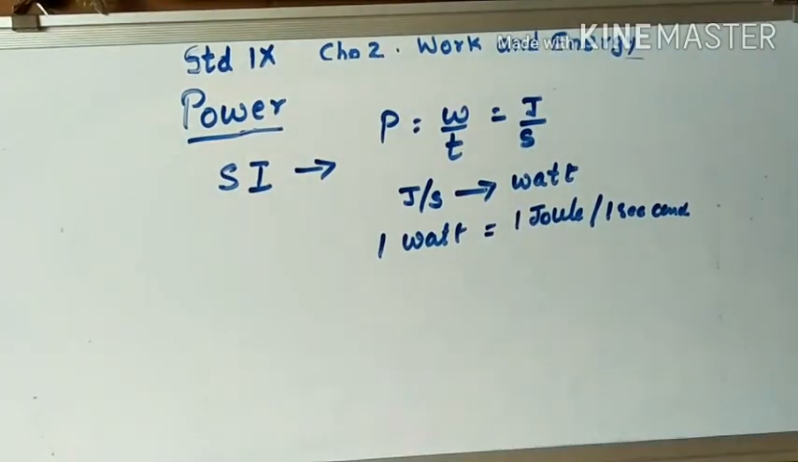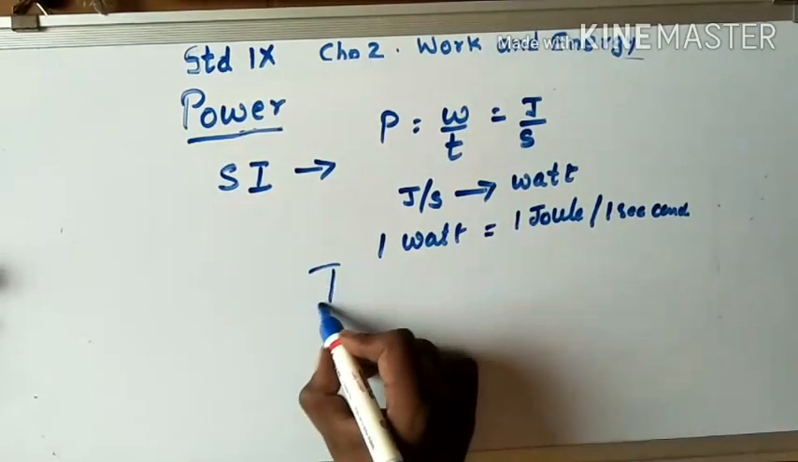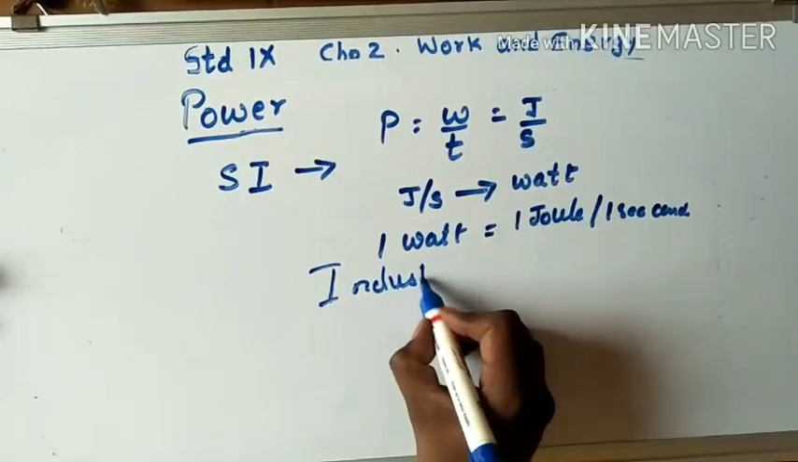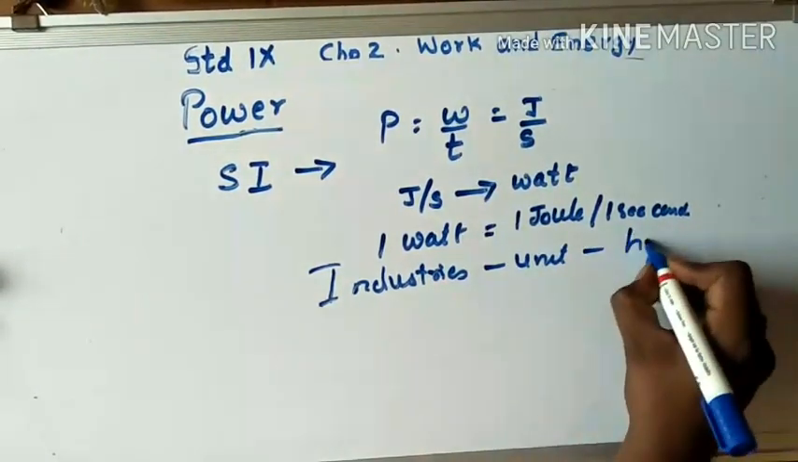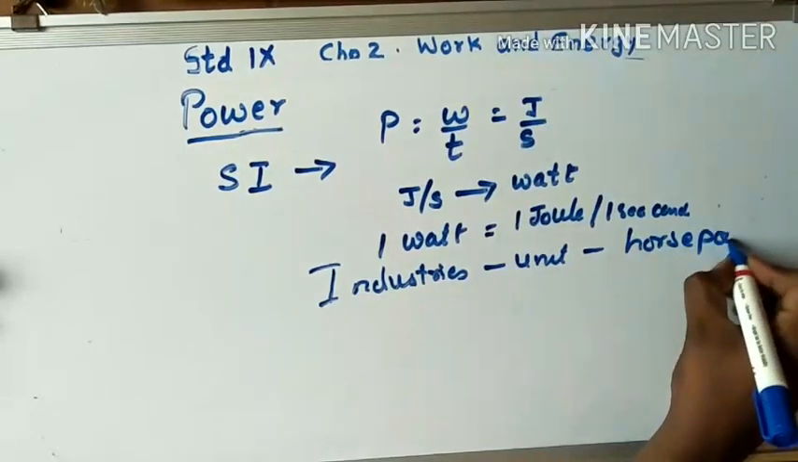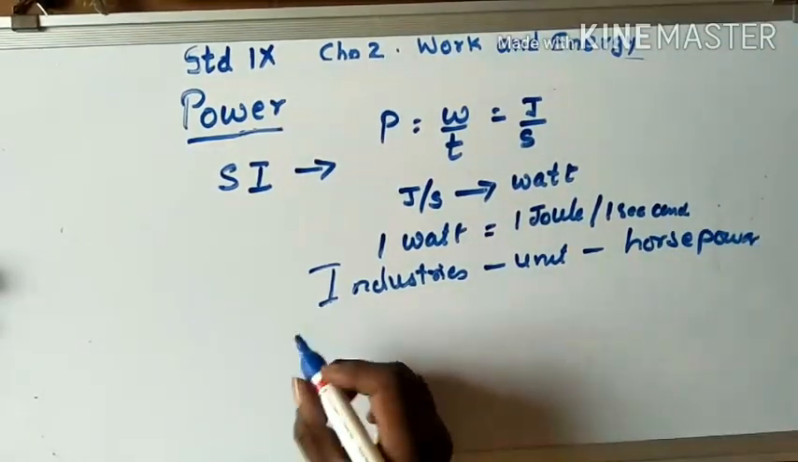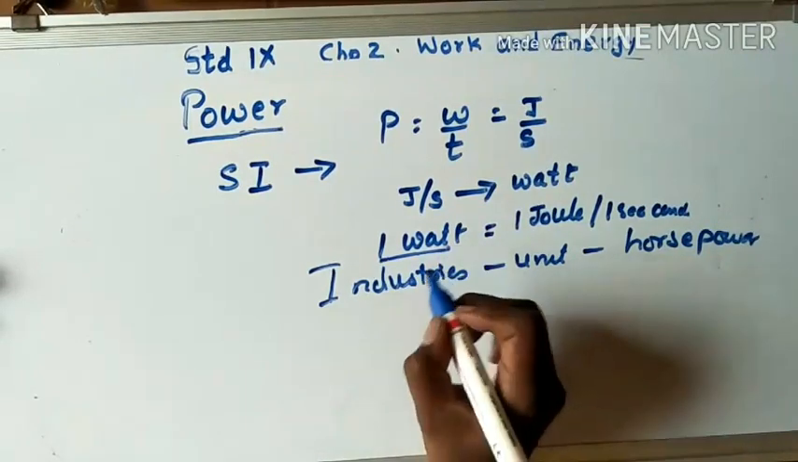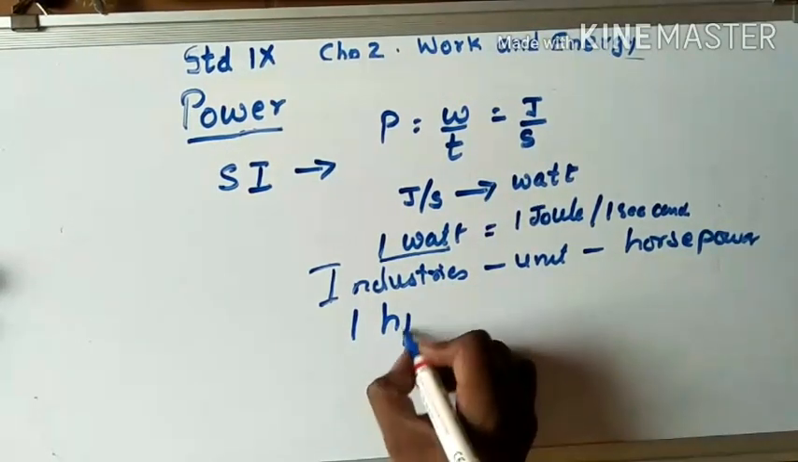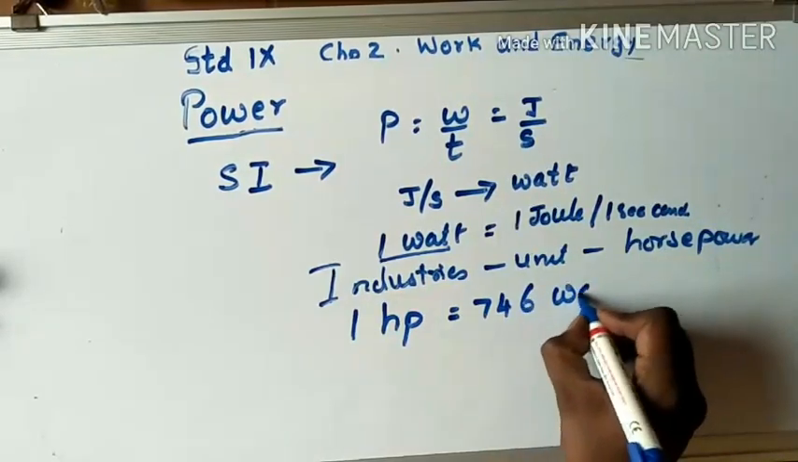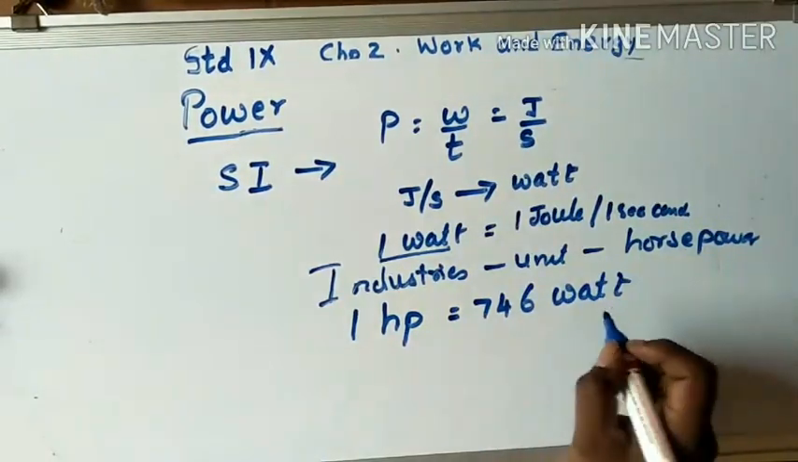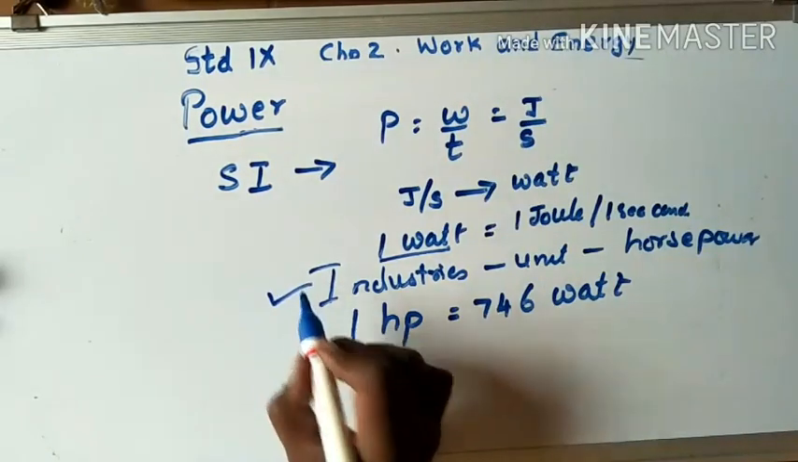In the industrial sectors, the unit of power is measured in horsepower. Now what is horsepower? 1 horsepower, 1 HP, is equal to 746 watt. Now this is used in industries.